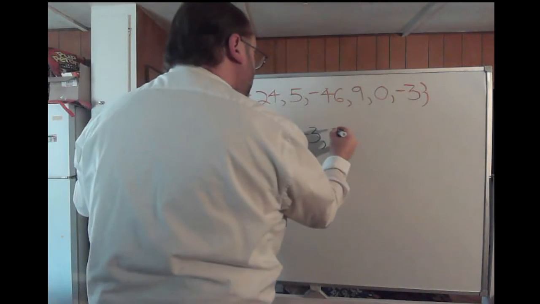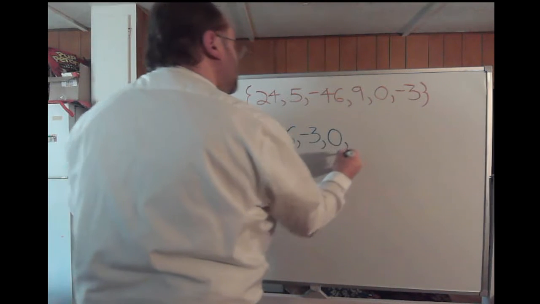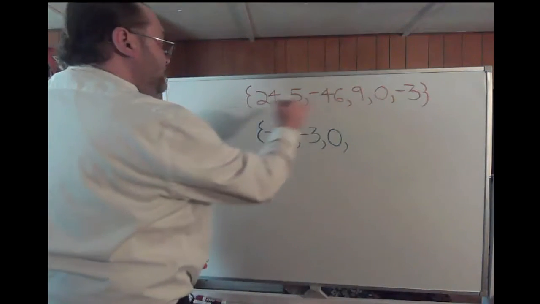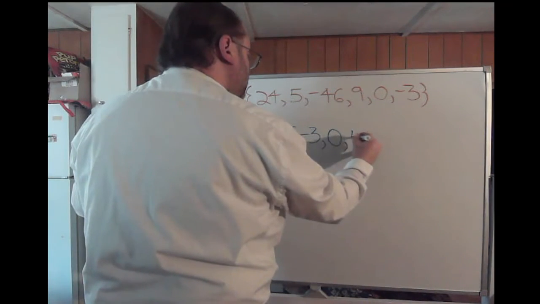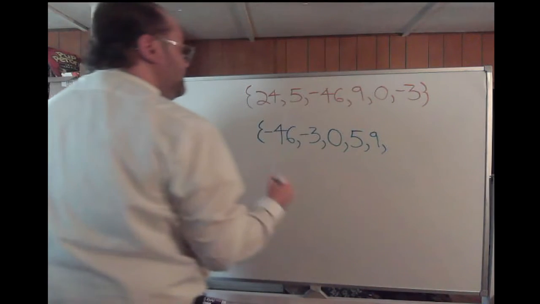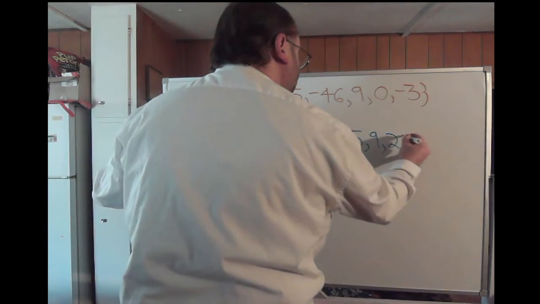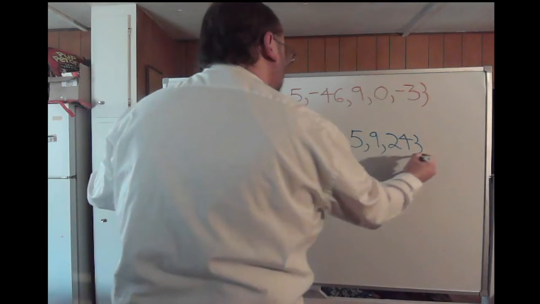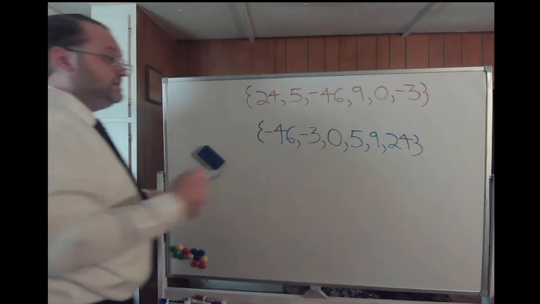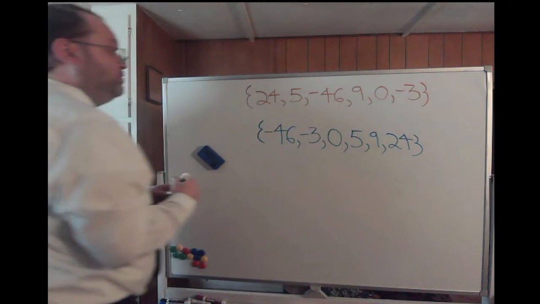Then you got 0. And then you got 3 positives. You have 5, 9, and 24, so the next number would be 5, then 9, and then 24. So from smallest to greatest, you have negative 46, negative 3, 0, 5, 9, and 24.